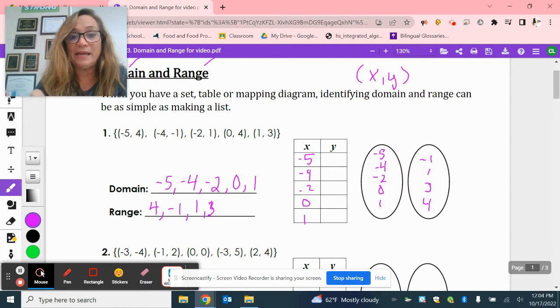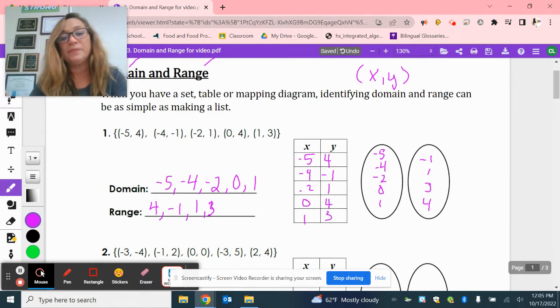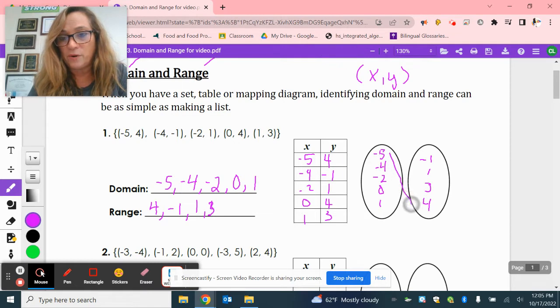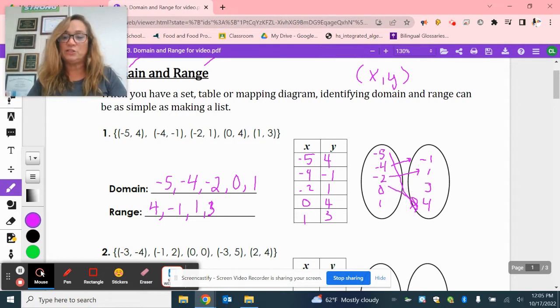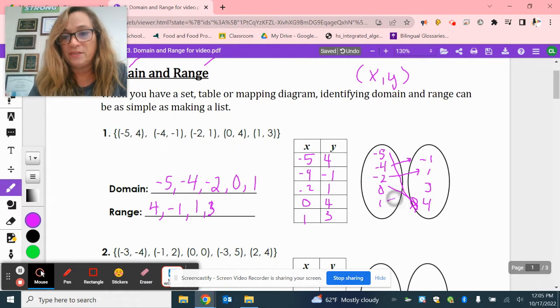But when I put it in my table, they have to stay ordered pairs. So the 4 has to be with the -5, the -4 has to have the -1, the -2 has to have the +1, the 0 has to have the 4, and the 1 has to have the 3. But since I chose to put it in order, my arrows might cross. So I draw an arrow from -5 to 4, from -4 to -1, from -2 to 1, from 0 to 4, and that's okay. You're allowed to get 2 arrows, and from 1 to 3.